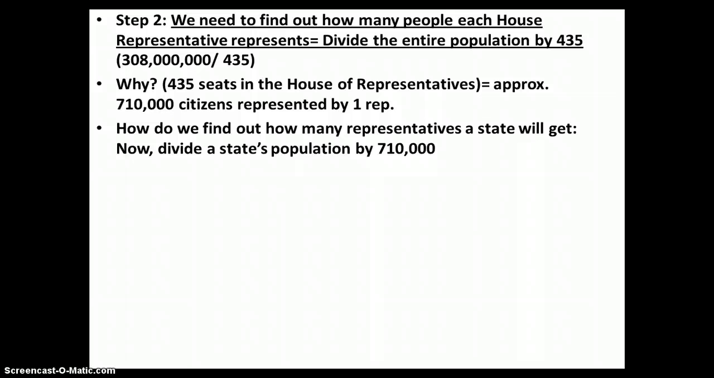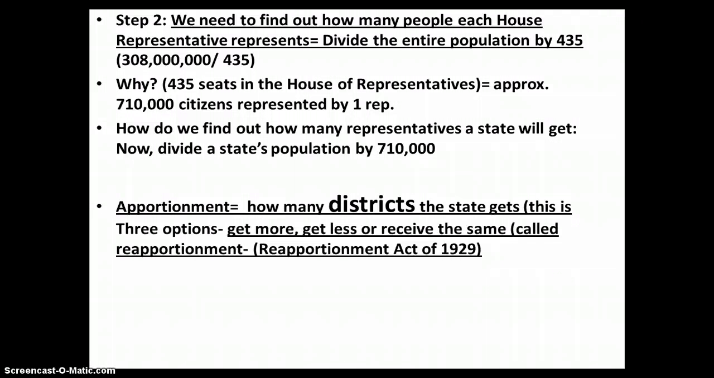Now, in order to find out how many representatives each state will get, we take the amount of individuals represented by one rep, and we divide that by the state's population. This is called apportionment. How many districts the state will get. Now, as learned in the last flipped lesson, the amount of districts each state gets is the same amount as House representatives, since each House rep is responsible for one district.